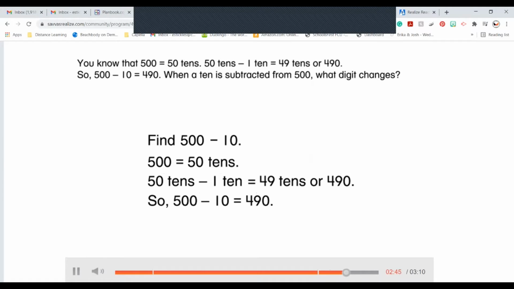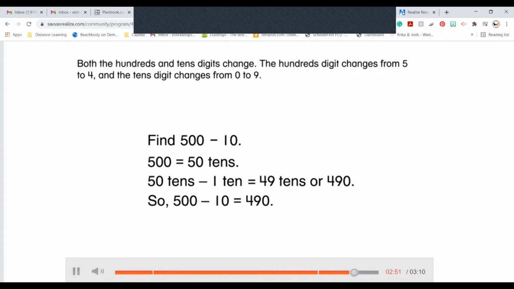When a 10 is subtracted from 500, what digit changes? Well, when we subtracted the 10, the digits that changed were the hundreds and the tens, because 500 is the same as 50 tens, and if you take away 1 ten, you only have 49 tens, which is 490. That changed the hundreds from 5 to 4, and it changed the tens from a 0 to 9 in the tens place. Both the hundreds and tens digits change. The hundreds digit changes from 5 to 4, and the tens digit changes from 0 to 9.